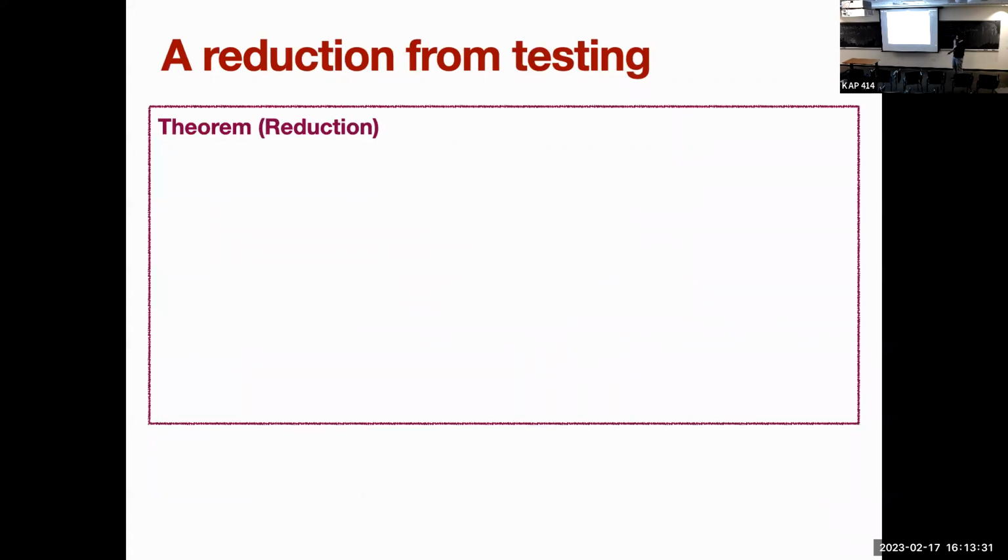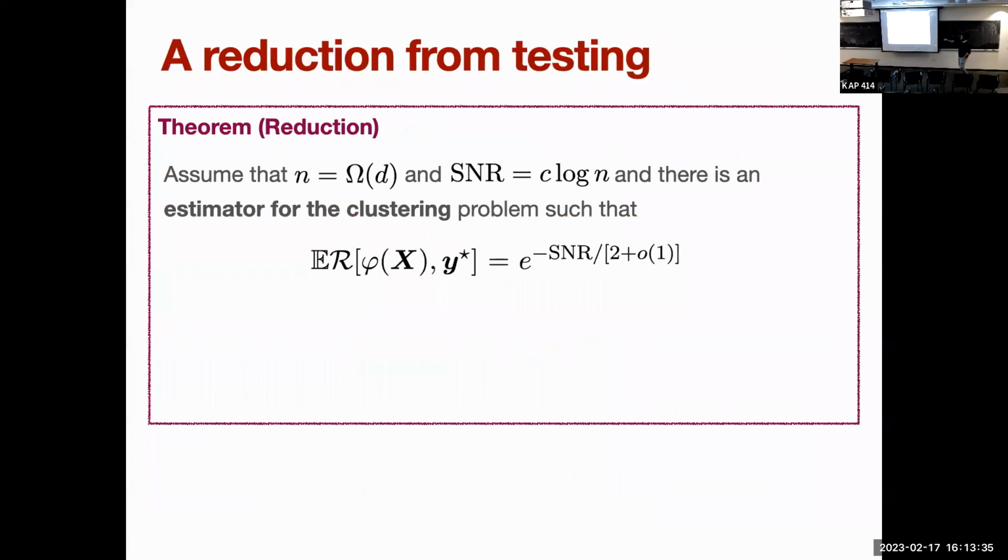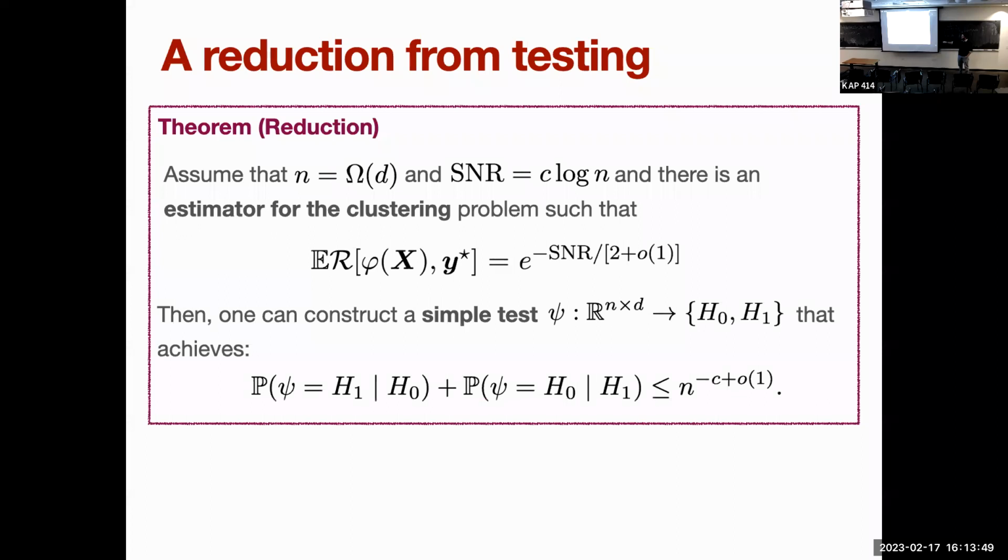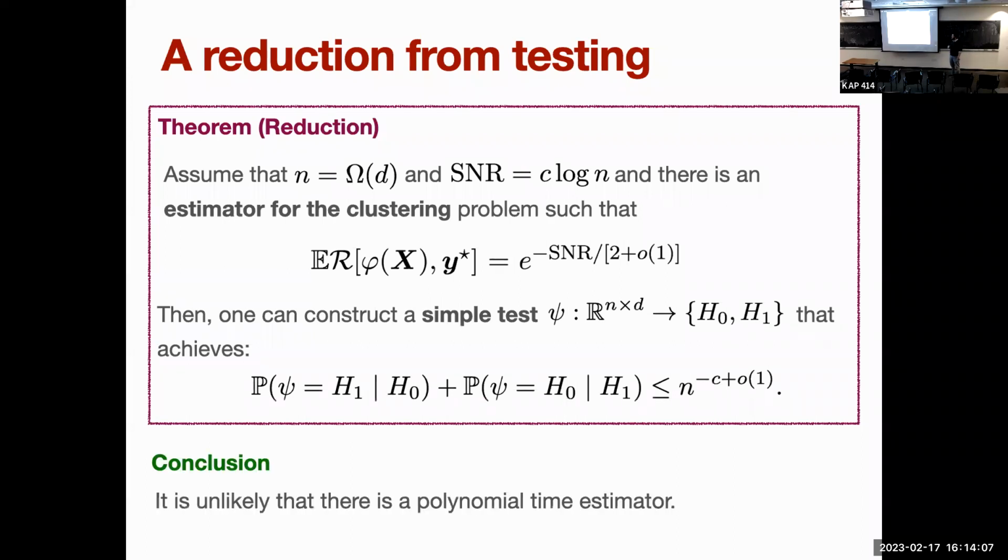so now we know why this is hard, and now we need a reduction from the problem that we have to the problem that we just presented. We were able to prove such a reduction that says the following. Assume that you have an estimator for the clustering problem that achieves the error that we want. Then from that estimator, you could come up with a test that would give you good type 1 plus type 2 error, where good here, the C is related to how much separation you have. So you can make it as good as you want, and you could actually break that theorem that you had before. Okay. So intuitively, what this is saying is that it seems unlikely there is a polynomial time algorithm for this family of algorithms.